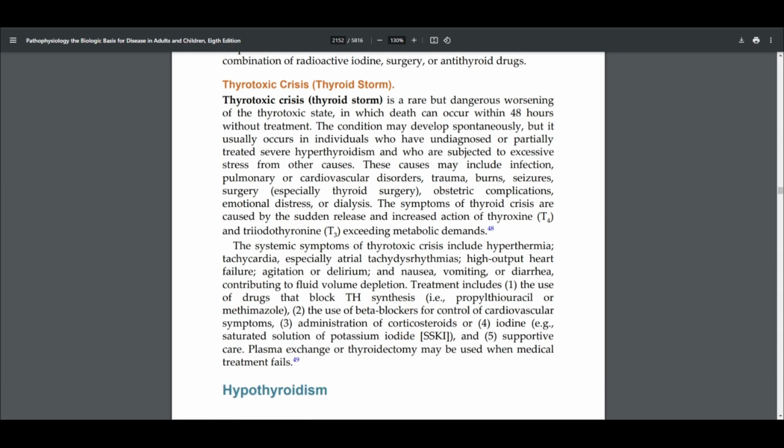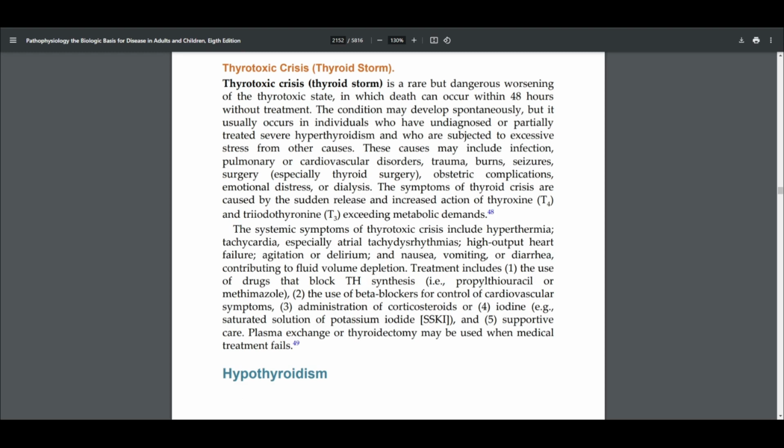That leads us to a thyrotoxic crisis, also known as thyroid storm, which is a rare but dangerous worsening of the thyrotoxic state, in which death can occur within 48 hours without treatment. The condition may develop spontaneously, but it usually occurs in individuals who have undiagnosed or partially treated severe hyperthyroidism and who are subjected to excessive stress from other causes. These causes may include infection, pulmonary or cardiovascular disorders, traumas, burns, seizures, surgeries, obstetric complications, emotional distress, or dialysis.